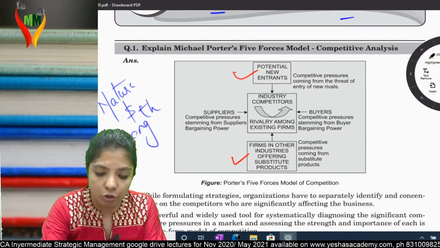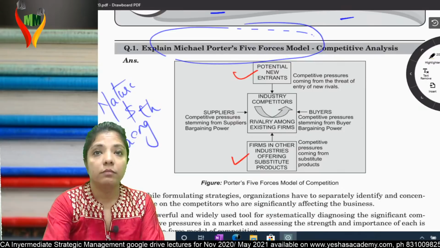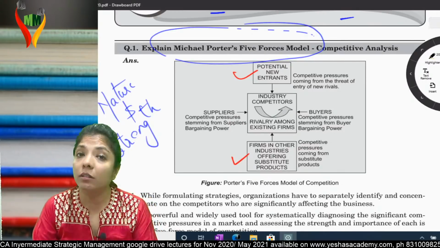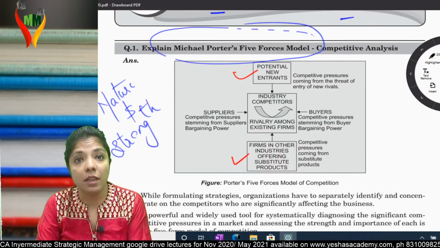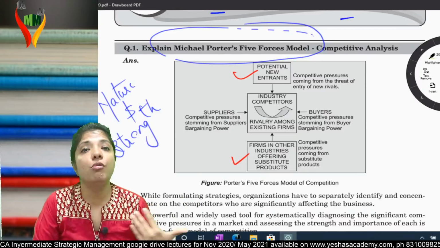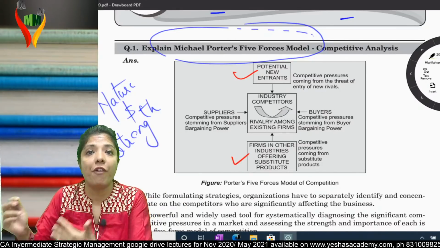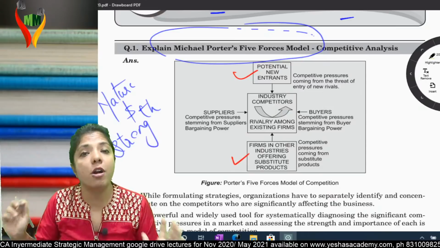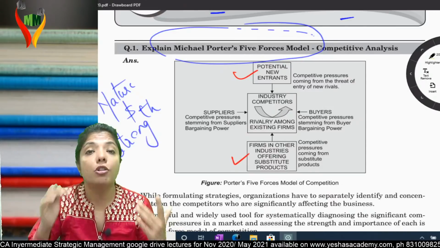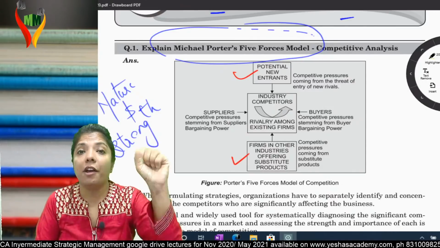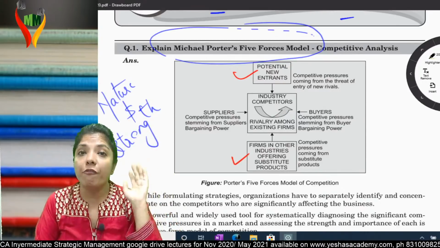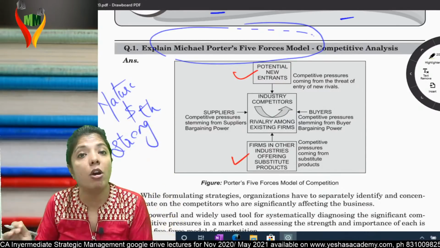So according to Michael Porter, please learn the author's name. You have an MCQ. They can ask you who gave the theory of the 5-force model of competitors. Am I clear? So according to Michael Porter, there are 5 forces from where you can face competition.